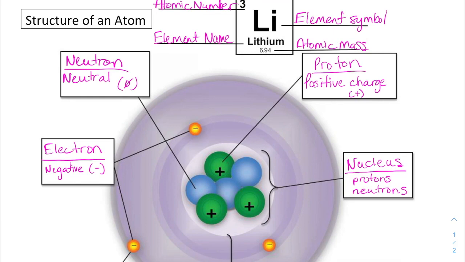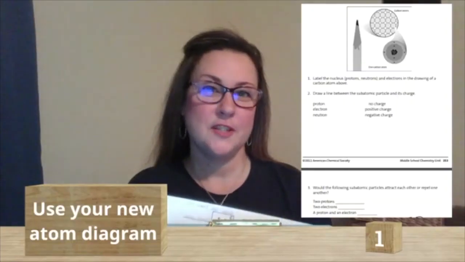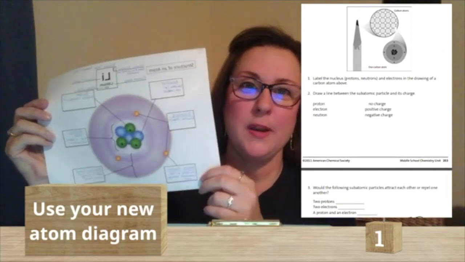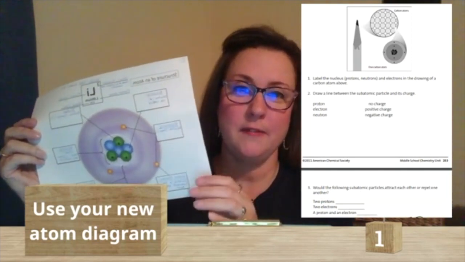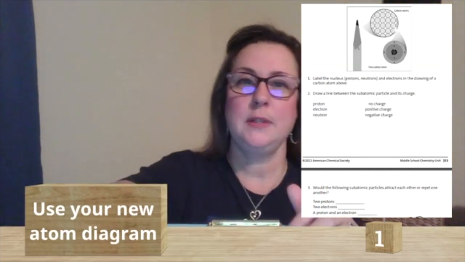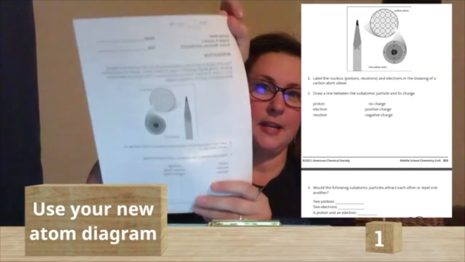Now that we've gone over the structure of the atom and we've linked it together with the element box, we're going to go ahead and start our investigation. You're going to need the activity sheet. We just finished making the atom diagram that looks like this, and you're going to want to have this handy for this first part of the activity sheet that we're going to be working on. Along with that, you also will need the activity sheet that looks like this.